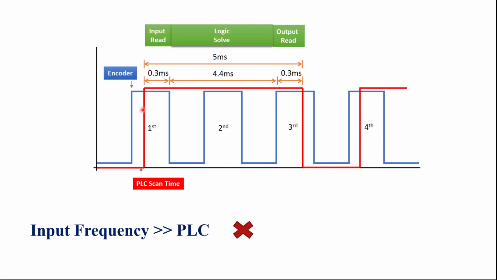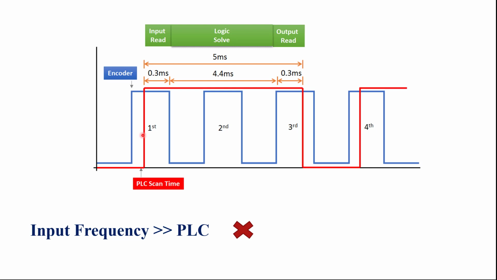So the input pulses appear in the input read time. The first input pulse appears in the input read time of the PLC. The second input pulse appears in the program execution or logic solving time of the PLC. And the third input pulse appears in the output read time of the PLC. And the fourth input pulse also appears in the input read time of the PLC.